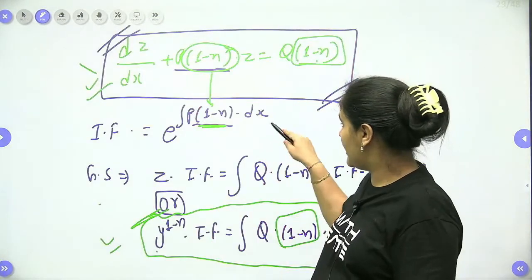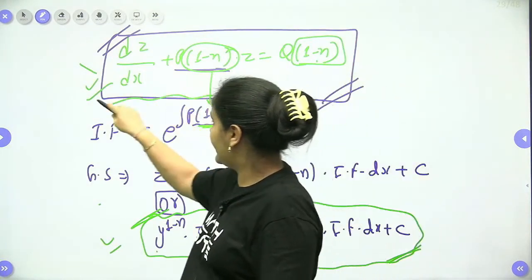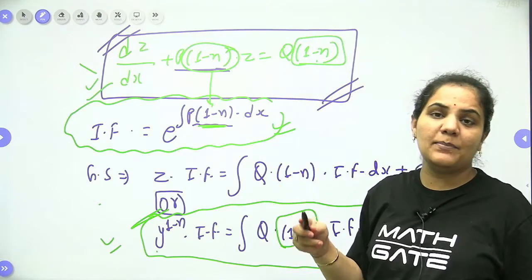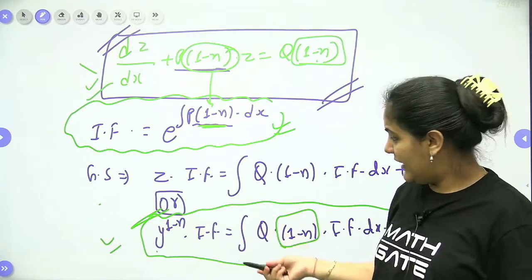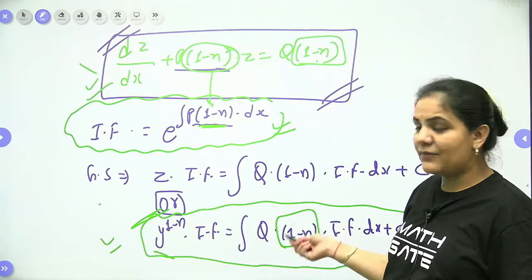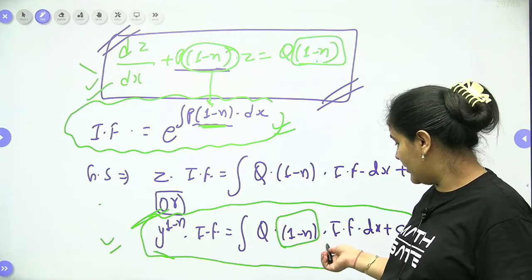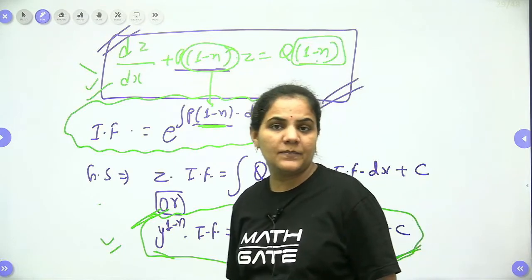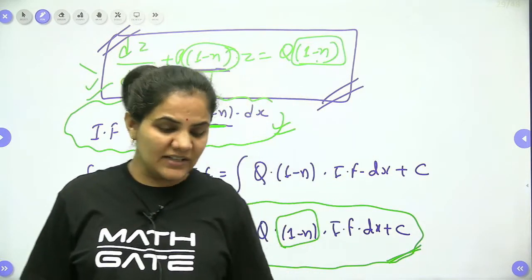After that you will come to here only. So it will be your integrating factor. Integrating factor will be e to the power integration p 1 minus n dx, and it will be your general solution: y to the power 1 minus n into integrating factor is equals to integration q into 1 minus n into integrating factor dx plus c. Okay guys, is it clear to everyone?